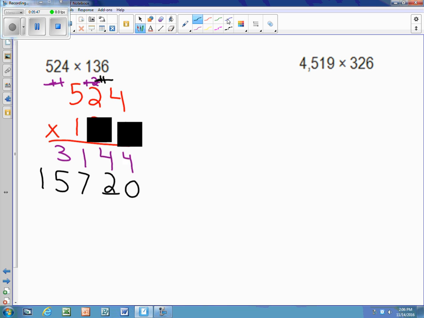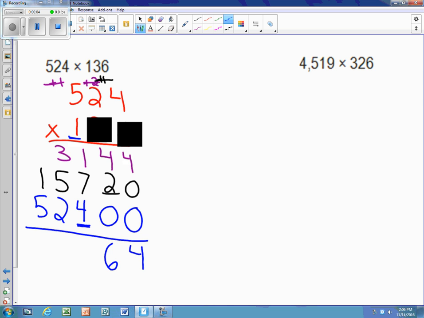This time, we're over here in the hundreds place, which is right here. So these two places need to be covered with zeros put into them. 1 times 4 is 4. 1 times 2 is 2. 1 times 5 is 5. We add them all up. And we end up with 71,264.